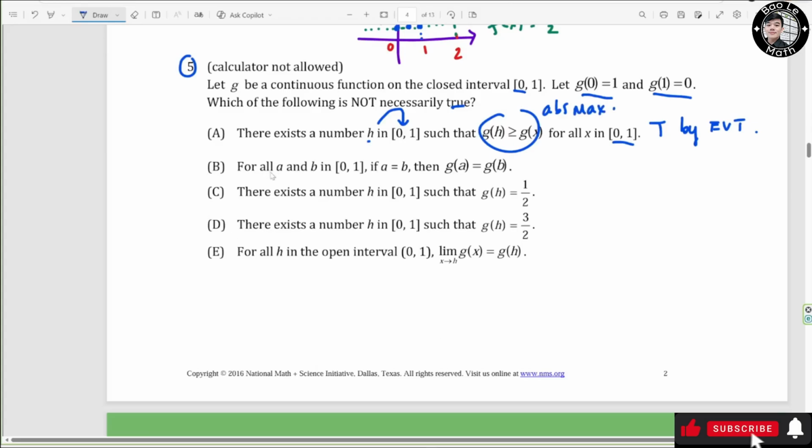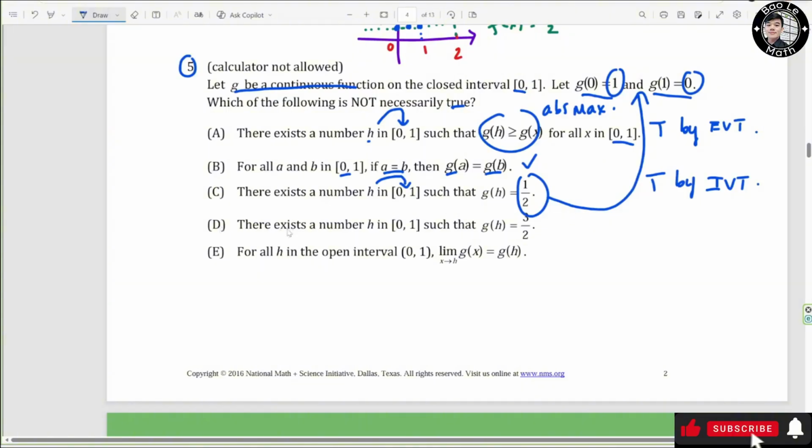Now answer choice B, for all a and b in the closed interval 0, 1, if a equals b, then g of a equals g of b. This is obvious. Now answer choice C. There exists a number h in the closed interval 0, 1 such that g of h equals 1/2. Look, 1/2 right here is between the output values 0 and 1. So this is true by the IVT.